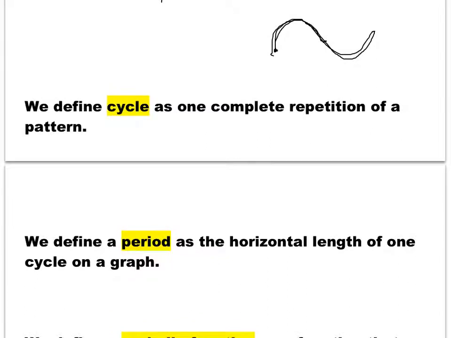We define a period as the horizontal length of one cycle on a graph. This is called the period of a periodic function. Now again, for the sine function, if the function starts here and it ends up here, this is one cycle, and the amount of time that it takes from this point to this point is called one period.